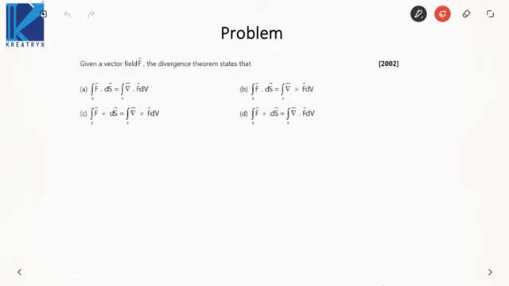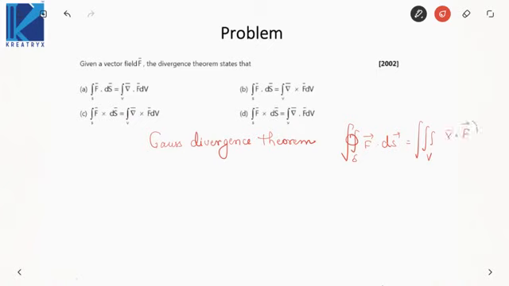In the next one, given a vector field F vector, what is the divergence theorem? So in vector calculus, the Gauss divergence theorem, or popularly just called the divergence theorem, says that the surface integral over a closed surface of F dot dS is equal to the volume integral over the volume bounded by surface S of del dot F dv. Okay. So what will be the answer? The answer would be A. That is the basic statement of the Gauss divergence theorem.